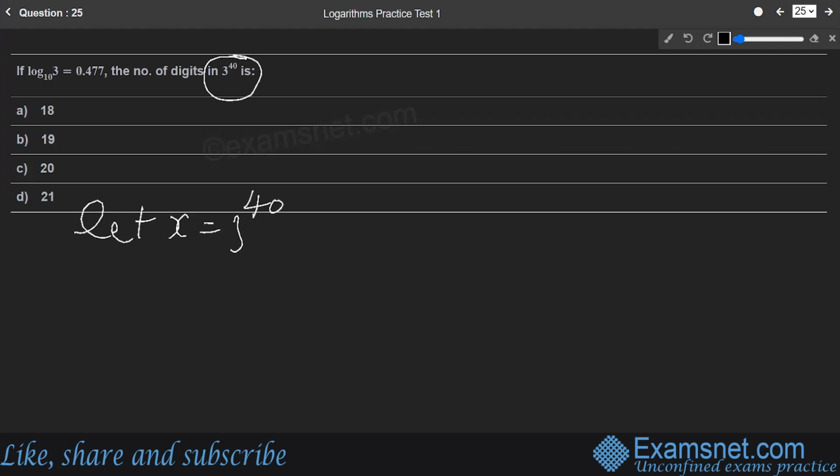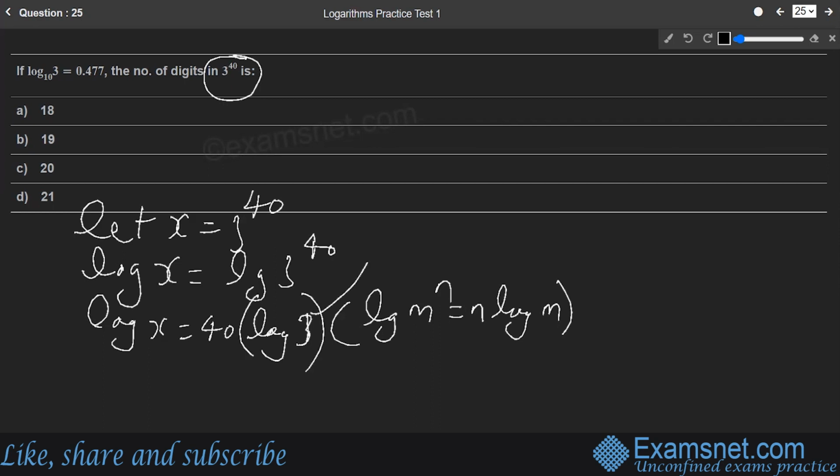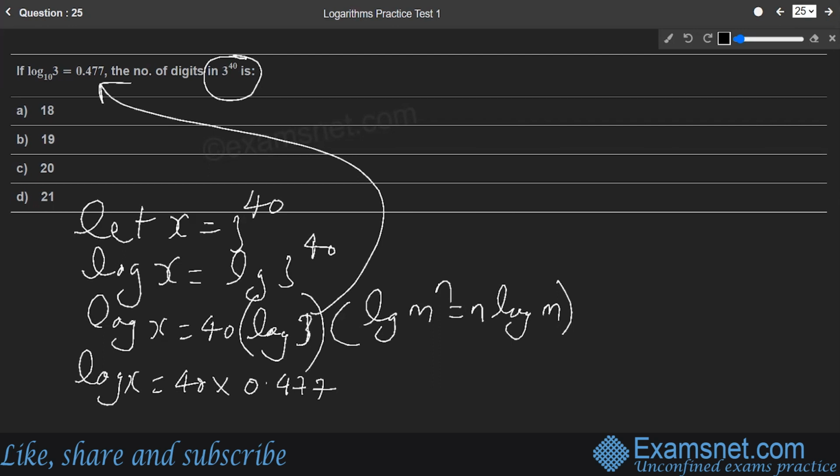Now we take the log on both sides. If we take the log on both sides, what are we left with? Log x is equal to log of 3 to the power 40. So simply log x can be written as 40 log 3 using a property. What is the property? Log of m to the power n is n log m. So we have used this property here. Now log x becomes 40 log 3, and we know the value of log 3. It is already given in the question, that is 0.477. So simply log x is coming out to be 40 into 0.477. If you multiply 40 and 0.477 together, it gives you 19.08.